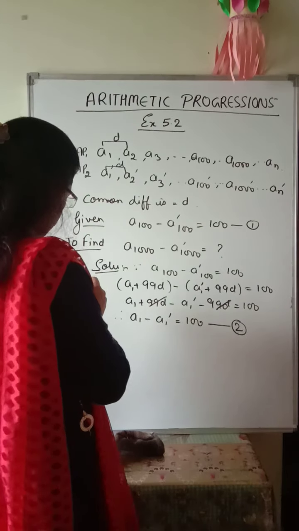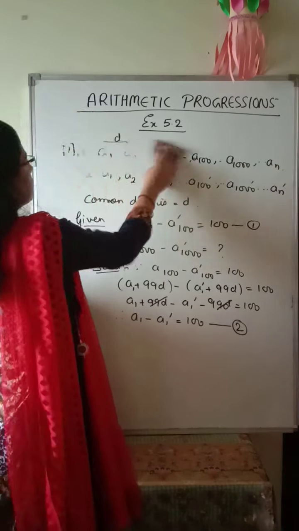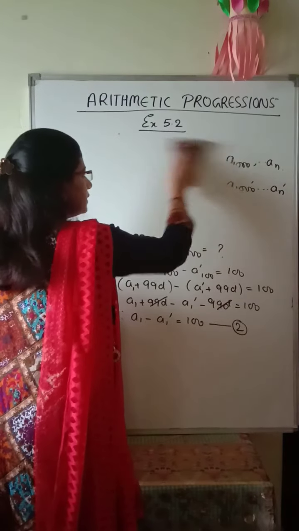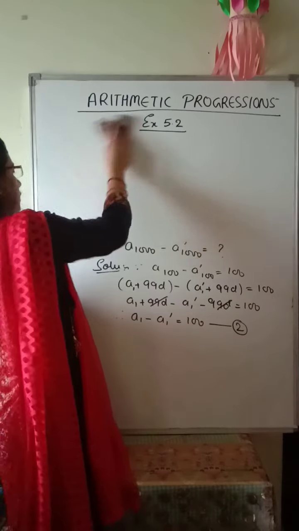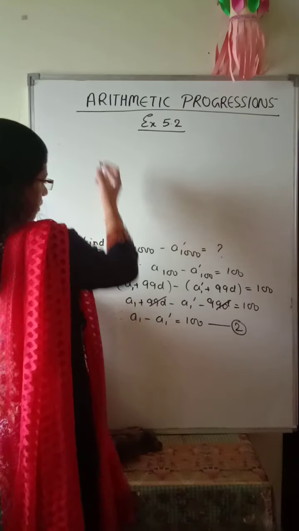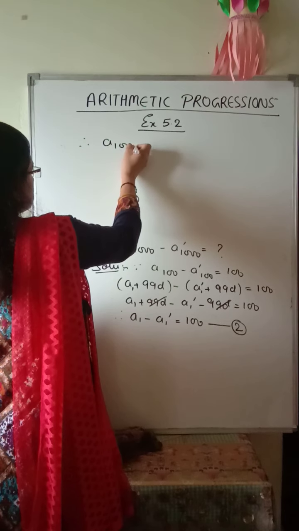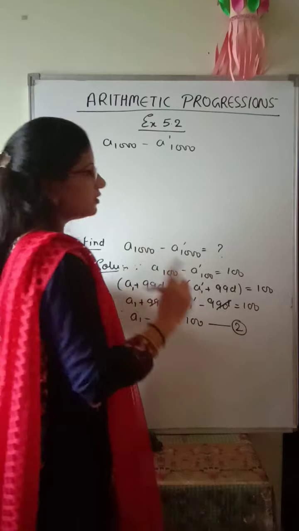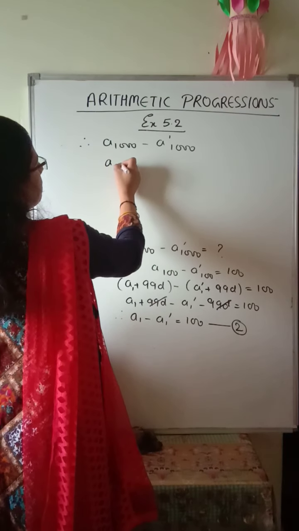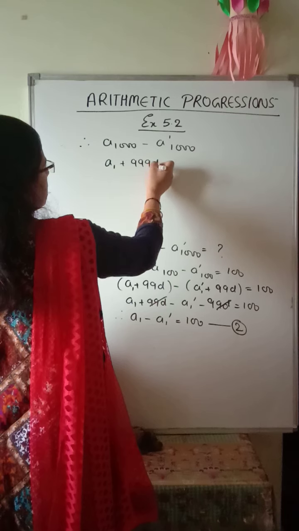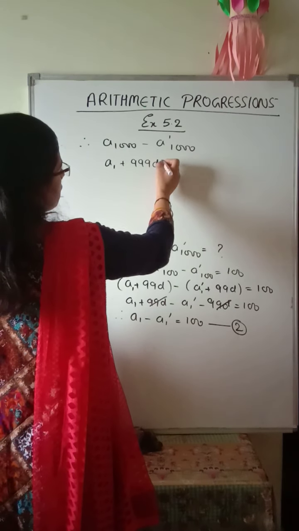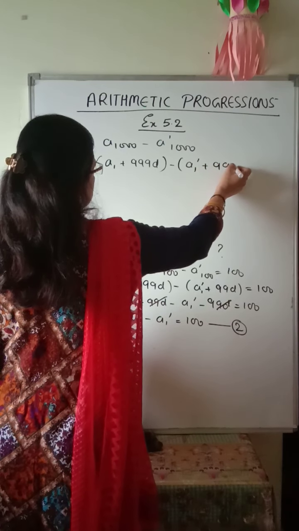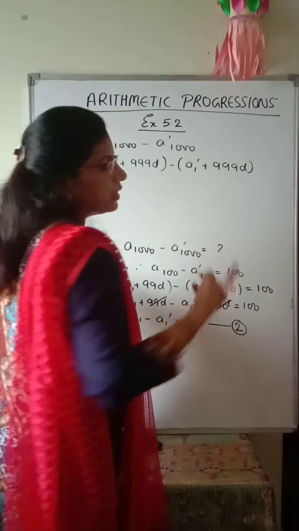ठीक है. So we will start from this. What we have to find, we will start with that. We will find that one. So let us find. So we have to find that therefore a 1000 term minus a dash 1000 term, हमें इसकी वैल्यू निकालनी है. ओके, what is the difference between? तो a nth term means a plus n minus 1, 999d, keep in bracket, minus a1 dash plus n minus 1, 999d. What will the value of this we have to find?